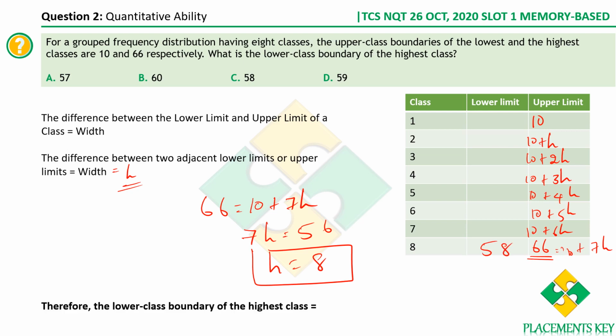Therefore, the lower class boundary of the highest class. This is the lower limit of the highest class, which is 58. Option C.